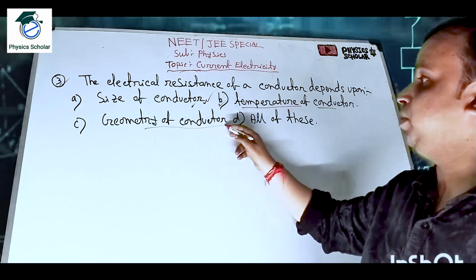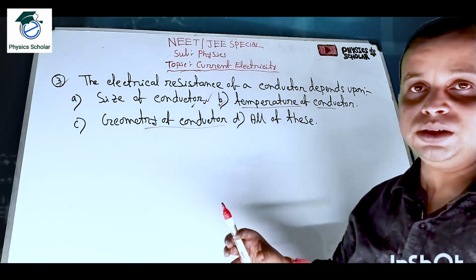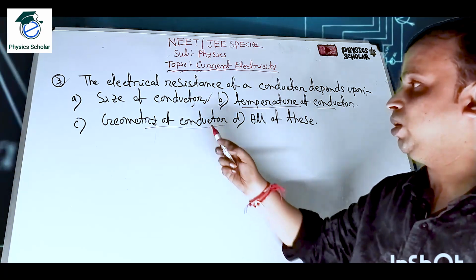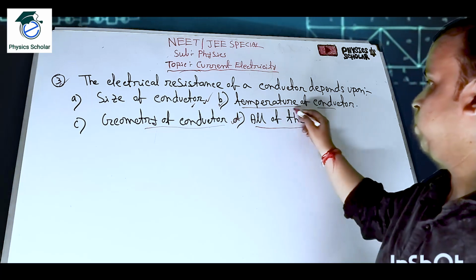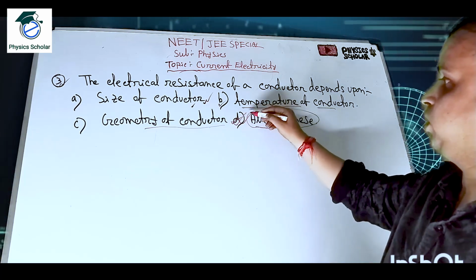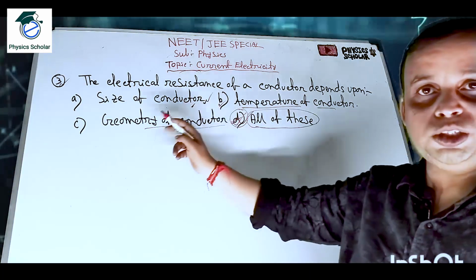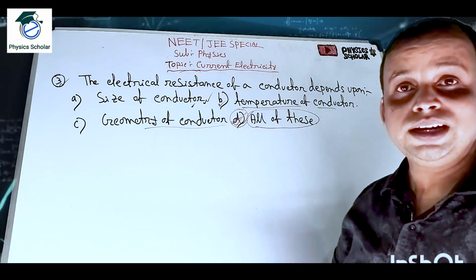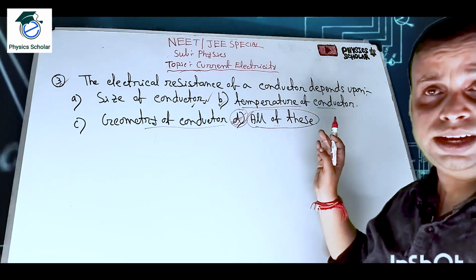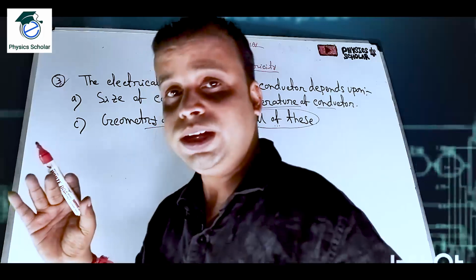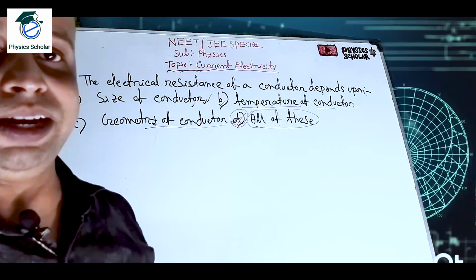Okay. Geometry, that means shape of the conductor. Obviously depending upon the shape, the number of free electrons depends, clear. So it will also depend upon the shape of the conductor or geometry of the conductor. And option D, all of these. So all of these, option D, will be correct, clear. So all the parameters, size of the conductor, temperature of the conductor, geometry of the conductor, the resistance of the conductor depends on them, clear. So that's why option D will be correct, all of these. So it's a theoretical question. Four options are given, very simple one. So option D will be correct, clear.